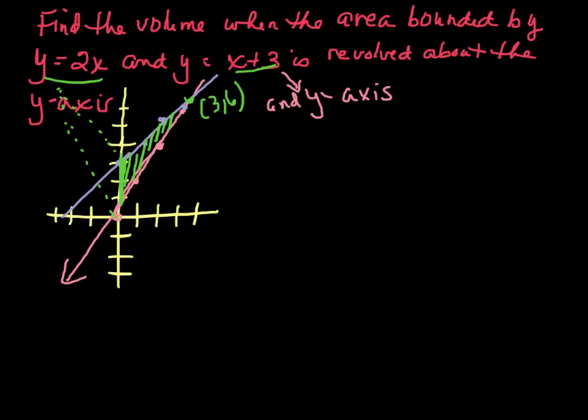So here's what's going to happen again. Let's kind of draw in what our cylinders are going to look like. They're going to come in parallel to the axis of revolution. So pretend this was all symmetric.